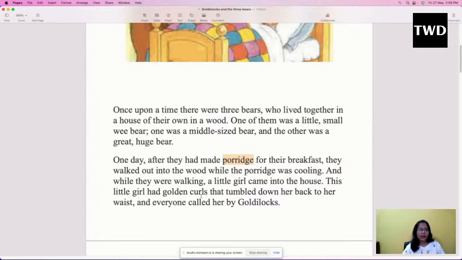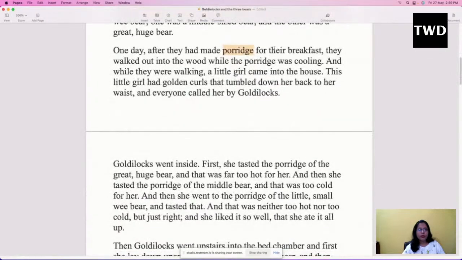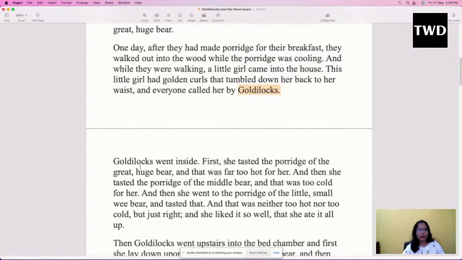This little girl had golden curls that tumbled down her back to her waist, and everyone called her Goldilocks. Now, what is the meaning of this sentence? This little girl had golden curls that tumbled down her back. So, this girl had golden, curly hair, and it was long, going down towards her waist. Yes, so down her back to her waist, and everyone called her Goldilocks. So, what was the name of the little girl? We came to know that her name was Goldilocks, right?